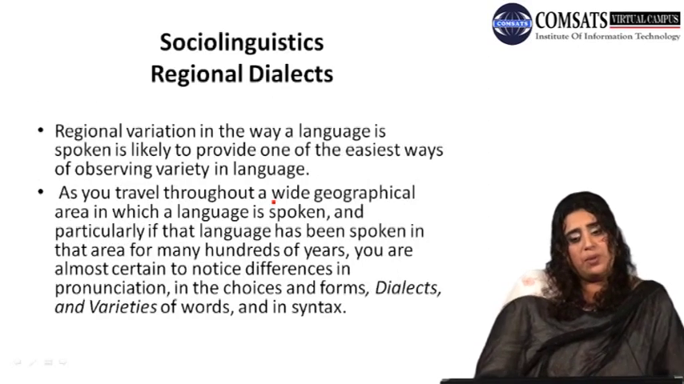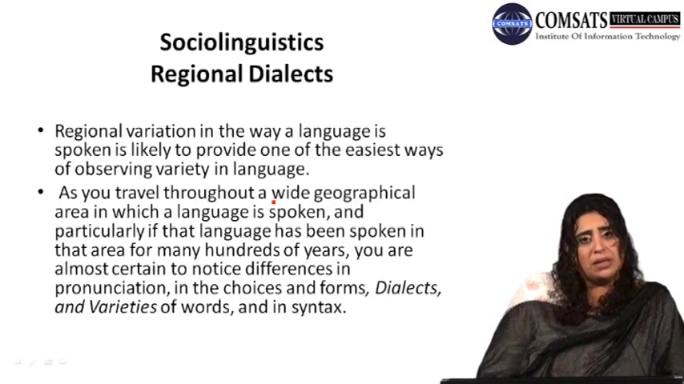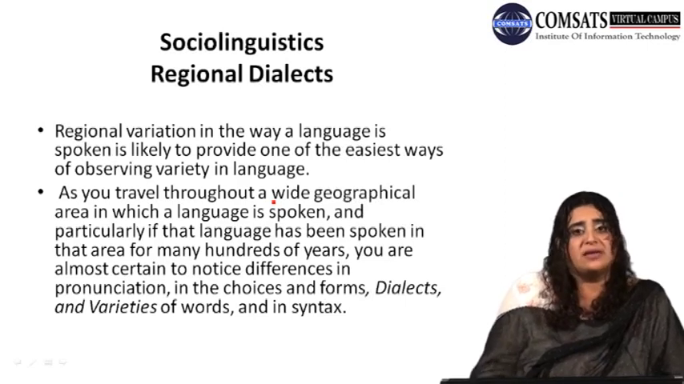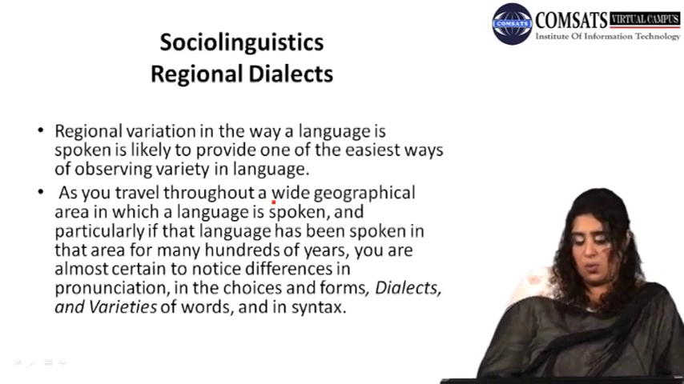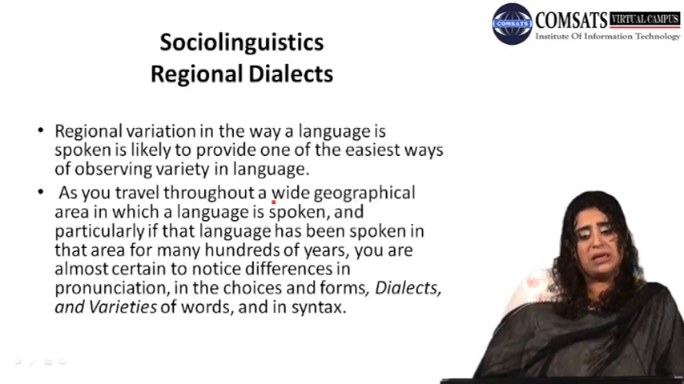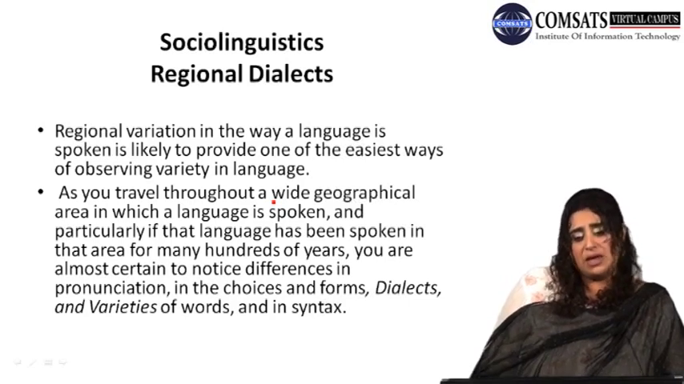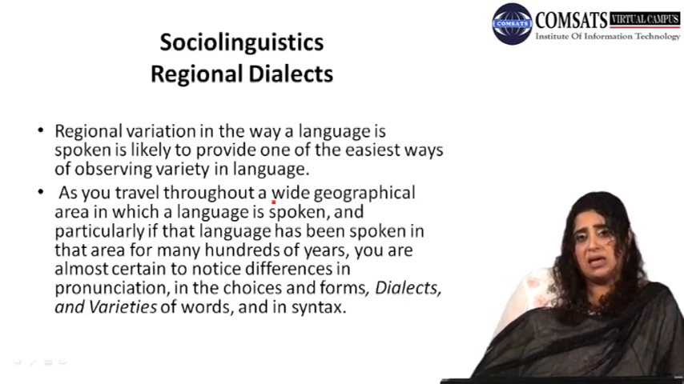When we speak of sociolinguistics and regional dialects: regional variation in the way a language is spoken is likely to provide one of the easiest ways of observing variety in language. So one way to observe variety in language is through the way a language is spoken in different regions.